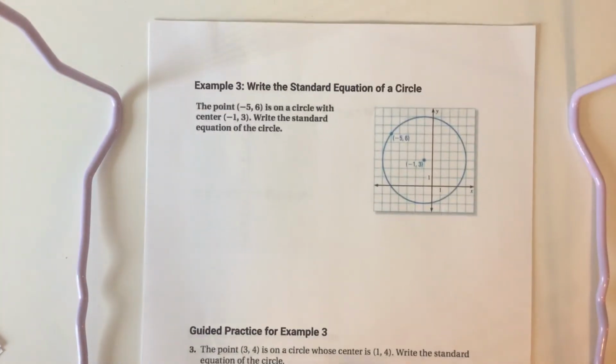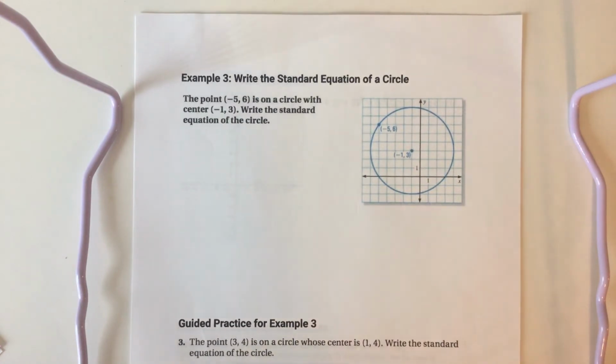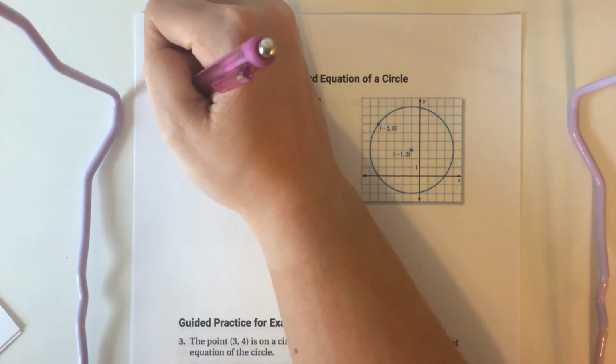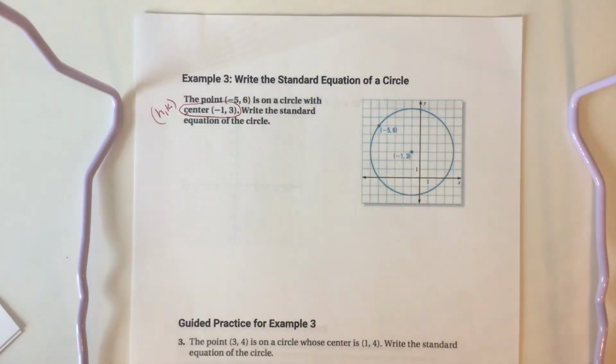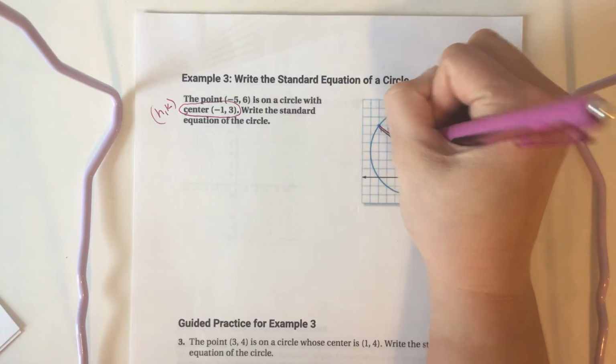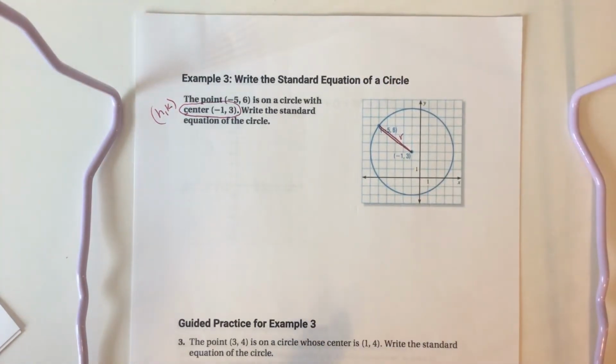Another type of problem you might see with this, it's a little bit more work, but still not that hard. So say we have the point (-5, 6) is on the circle with the center at (-1, 3). Write the standard equation of the circle. Well, before I said there's two things we need to know before we can write the equation of the circle. That's the center and the radius. The center is right here. We have our (h, k). What we don't have is the length of this radius right here. We don't know what this is. So we're going to have to find it.